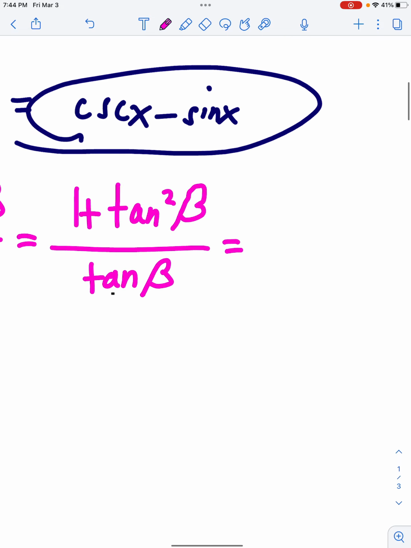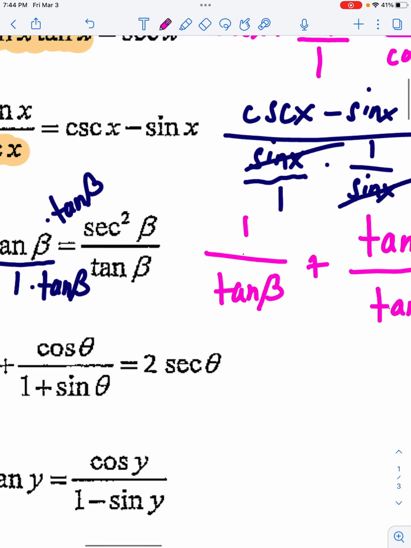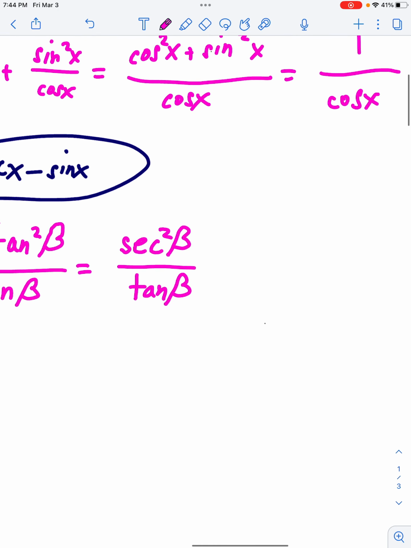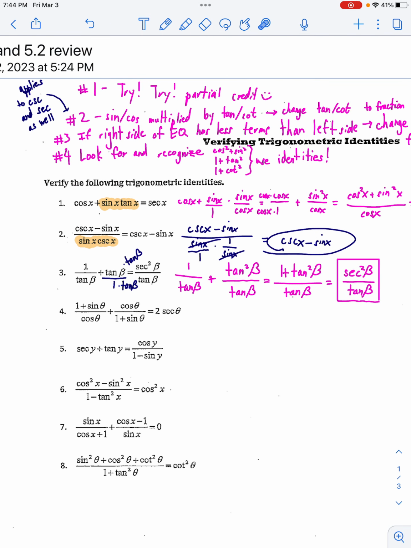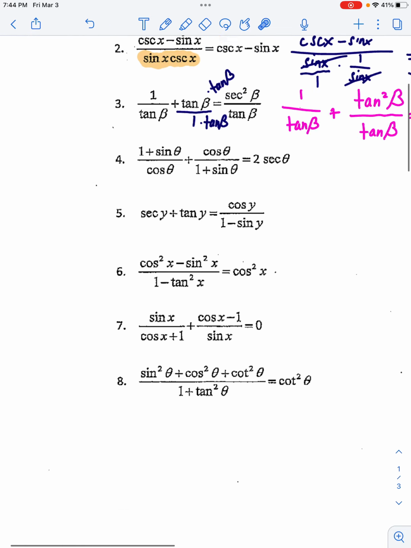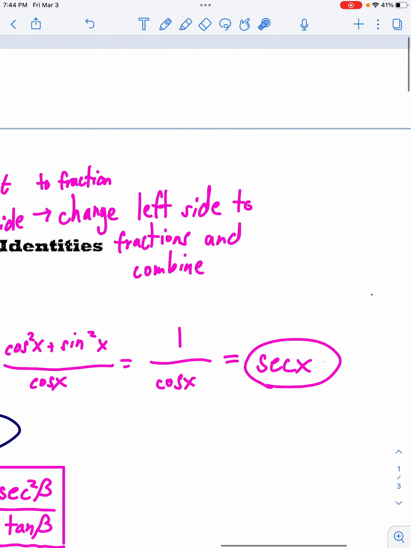So I can change the top of this guy to secant squared of beta, and it's still all over tangent of beta. Okay, I'm done. I might simplify that one a little more myself, but that's all the problem asked for. So we're done. We literally just used 2 of these tricks up here: trick number 3 and trick number 4. So these problems are tough. You have to be really creative, but a lot of the time you really only use one of these 4 little tricks.